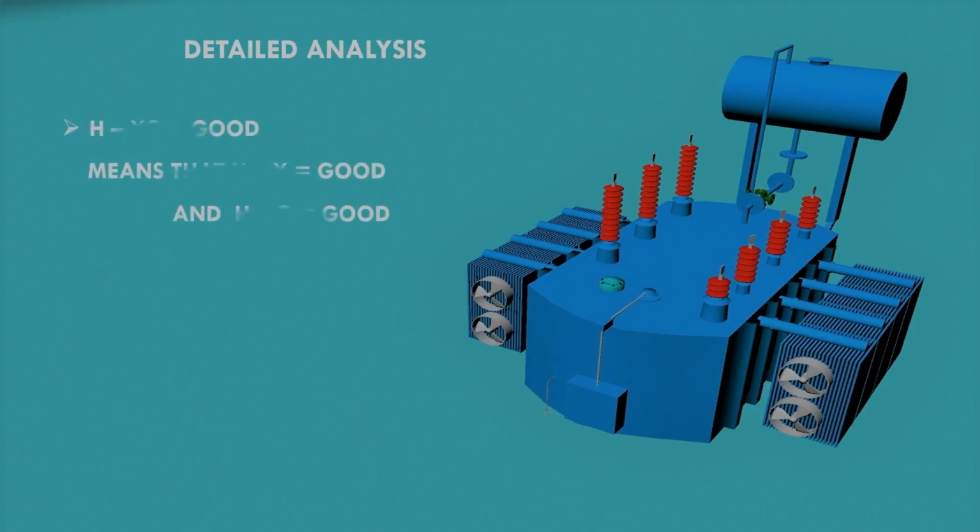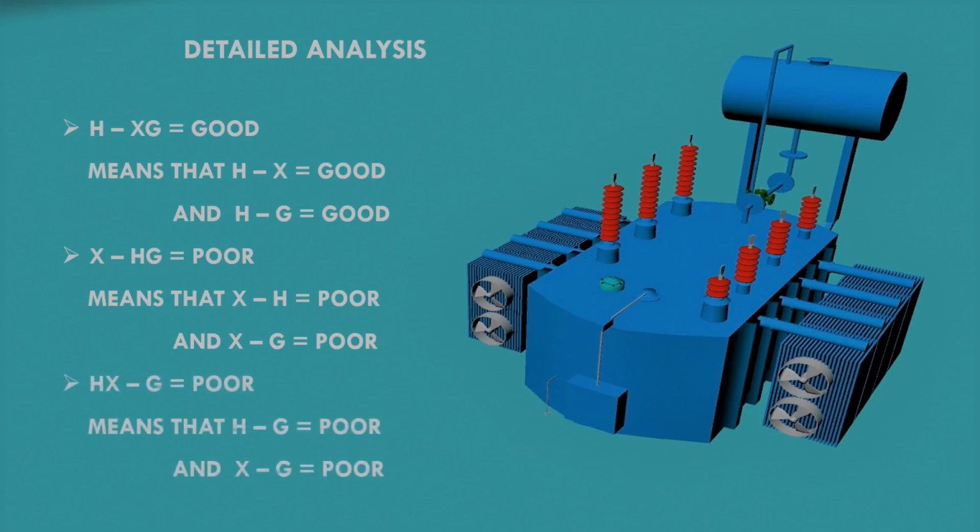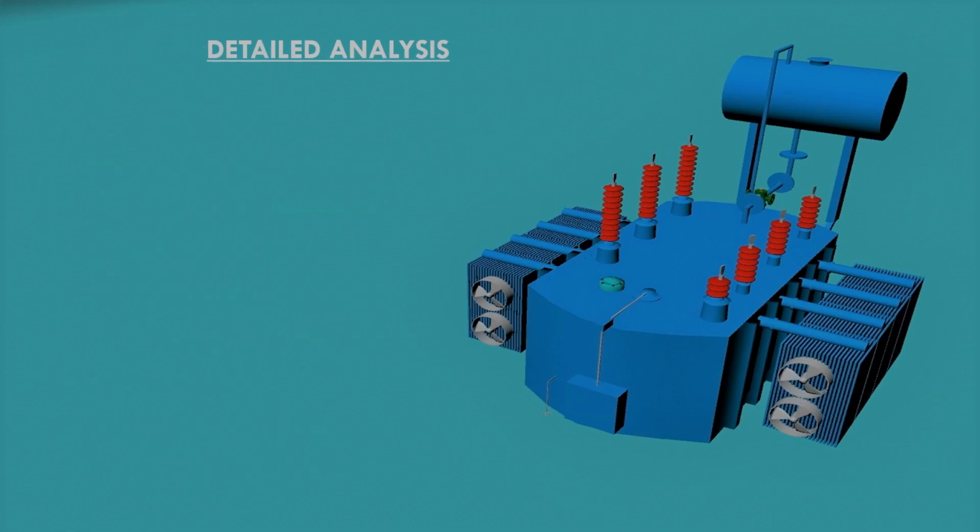Now from the first reading we conclude that HX is good and HG is also good, which means that the insulation between HV and LV windings is good and also the insulation between HV and ground is good. From the second reading, we conclude that HX is poor and XG is also poor. And from the third reading, we obtain that HG is poor and XG is also poor.